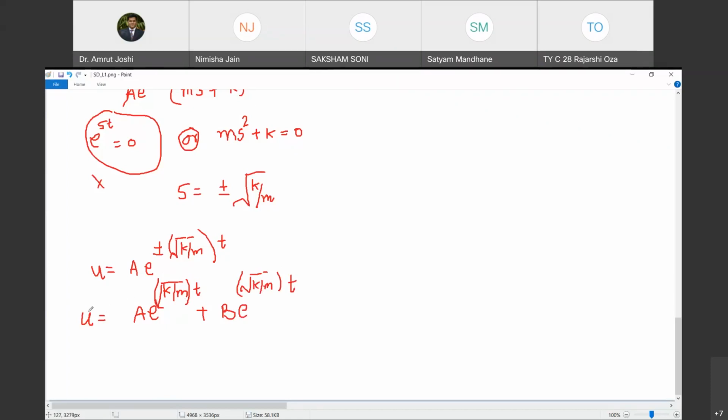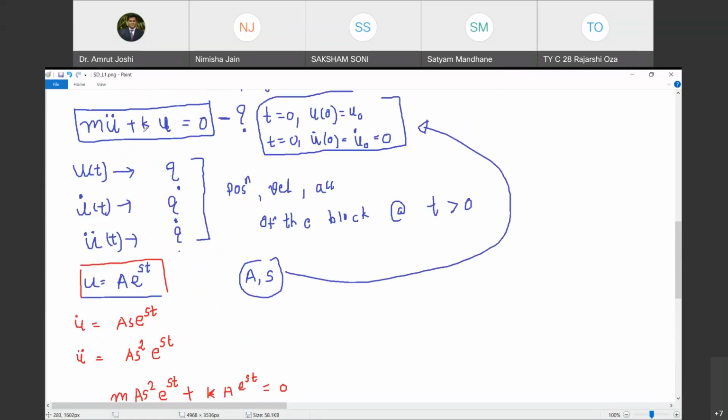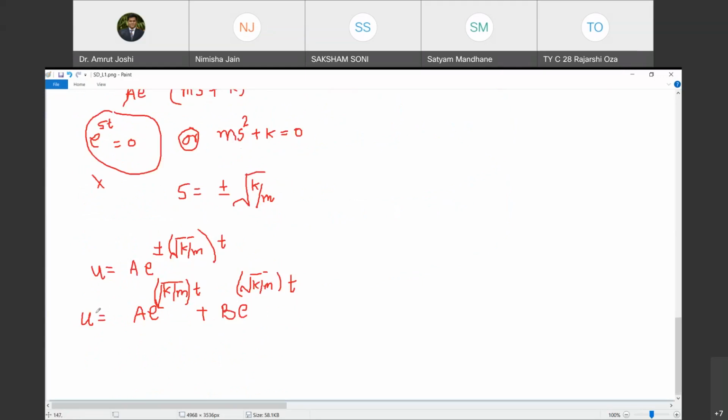Yes, sir. For your understanding, you can substitute this value back here in the differential equation. You can find u double dot and you will see that this differential equation is satisfied by this solution. Are you with me?